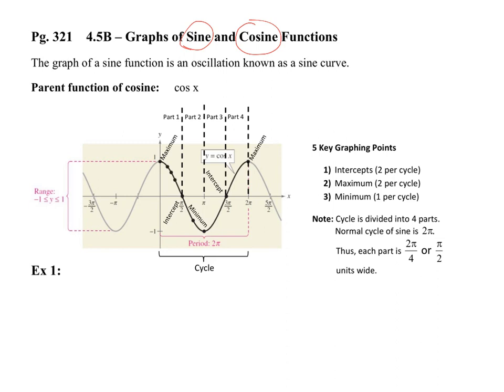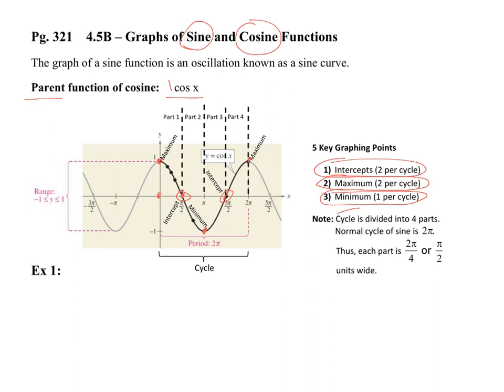For the parent function of cosine, it doesn't start off at 0. It starts off at 1, whatever the amplitude is. Amplitude's 1. From there it goes down, then it goes down again, where your minimum is. It goes up, and it goes up again to your maximum. So there are two maximums, one minimum, and there are two x-intercepts. But everything else is the same.